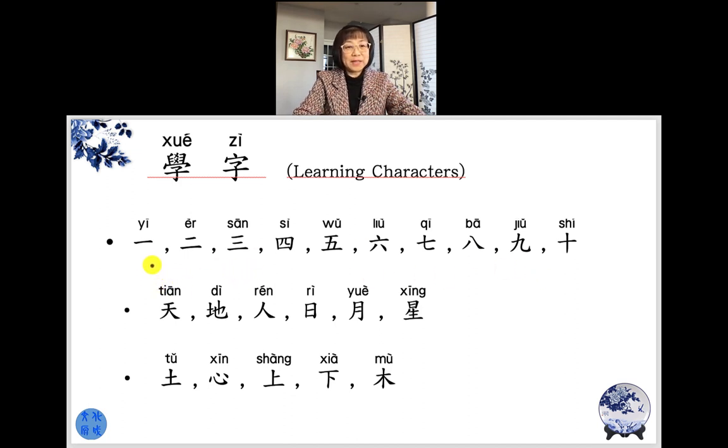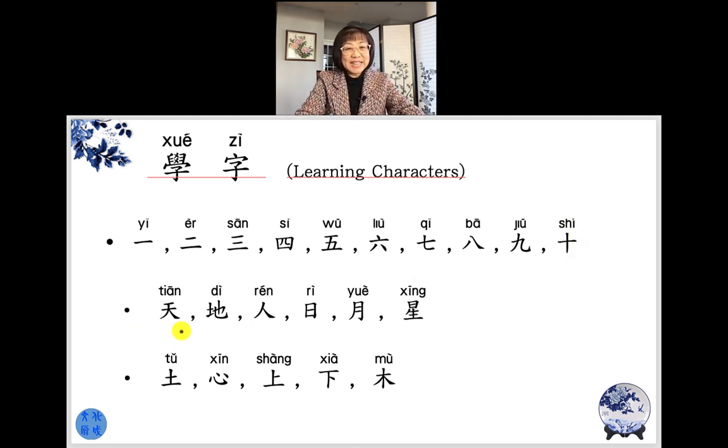Let's read it loud. 一、二、三、四、五、六、七、八、九、十. Be careful about two characters. 四. If you stress the English way too much, you may pronounce it like si, but it's not right. That's the difference between Chinese and English. Si. Shi. It's not shi like English. It's shi.